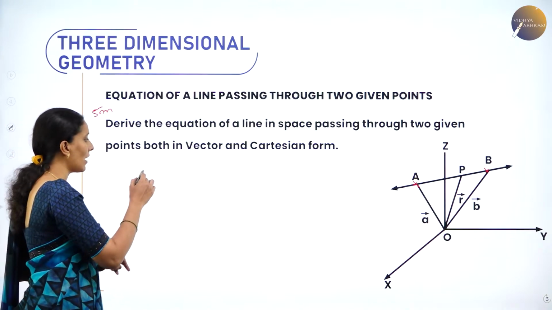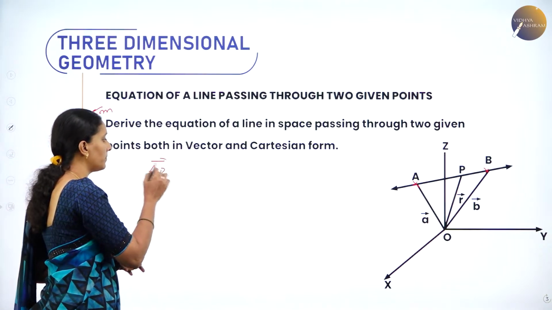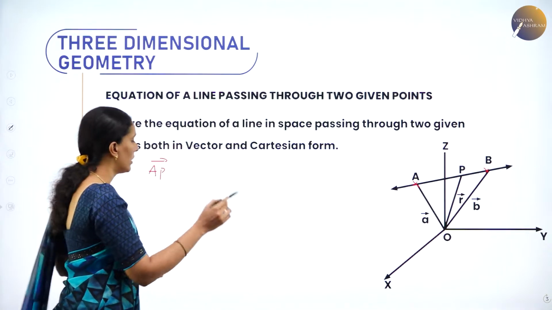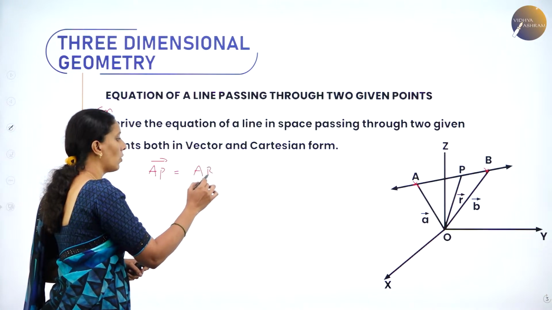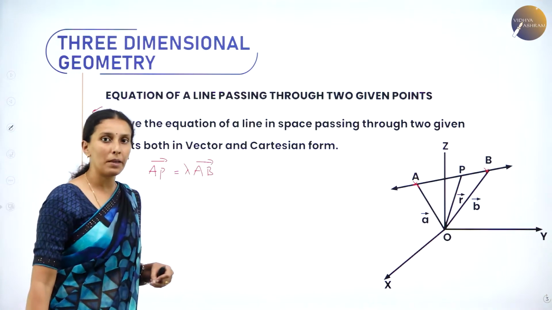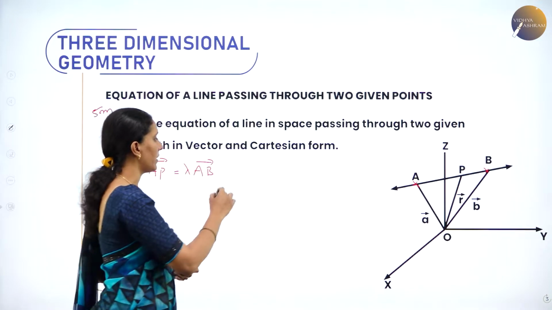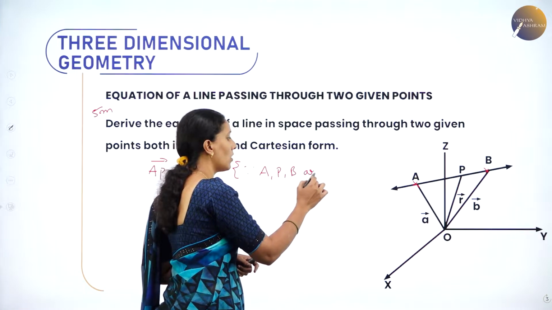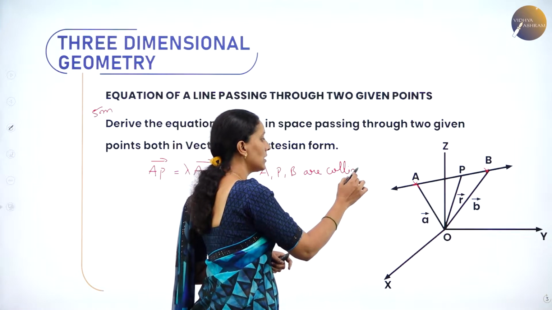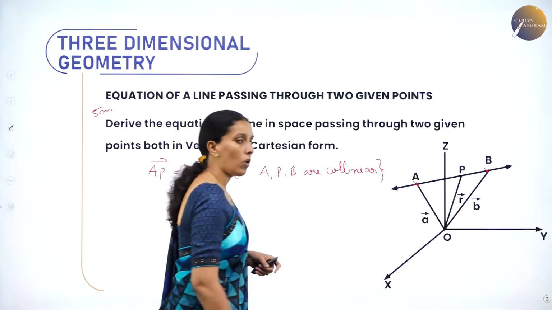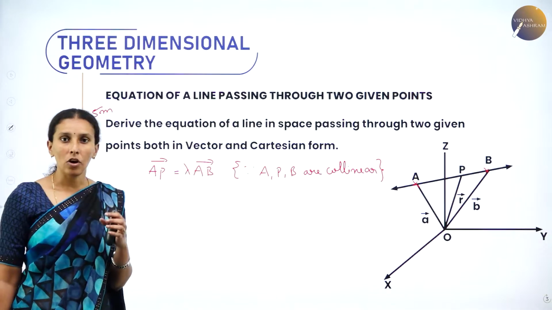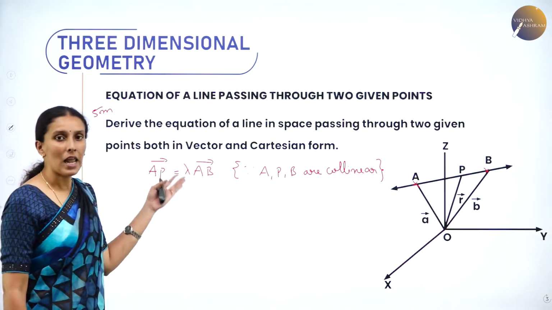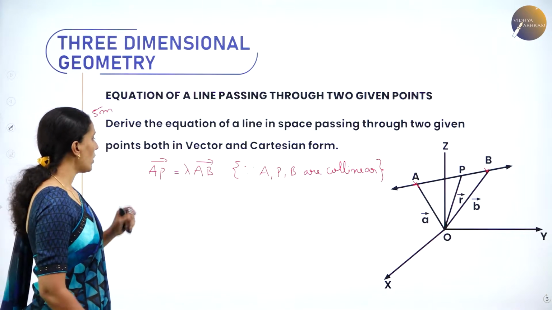So, that is why I can write this as vector AP. If I say this as vector AP, then AP and vector AB are collinear. That means I can write it as vector AP is equal to lambda into AB, because A, P, B are collinear. All are on the same straight line or all lie on the same vector. And the concept of collinear can be extended like this also, that is vector AP can be taken as lambda into vector AB.